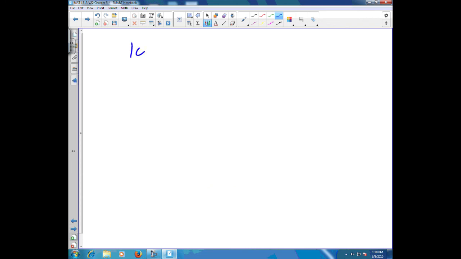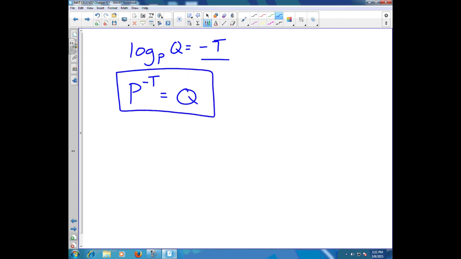And we've got log base p of q is equal to negative t. In this case, p is the base. Remember, the exponent comes after the equal sign, so that's p to the minus t. It's going to be equal to q. So we're just rearranging. We're not solving anything. We're just rearranging what these problems look like, either in log form and exponential form. Okay, this will be really important in just a few sections.